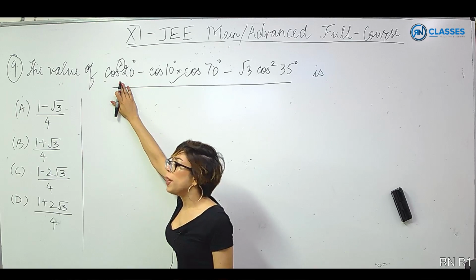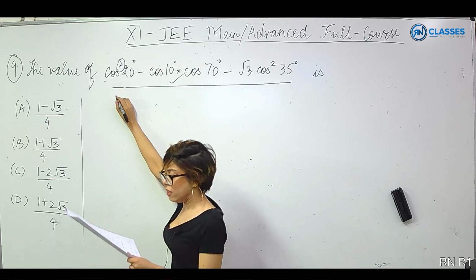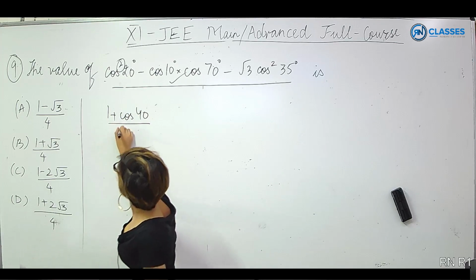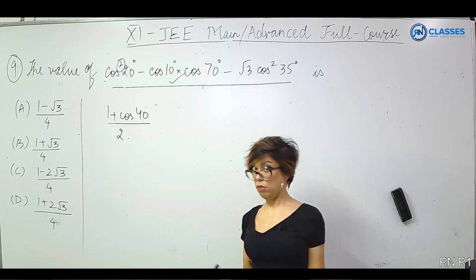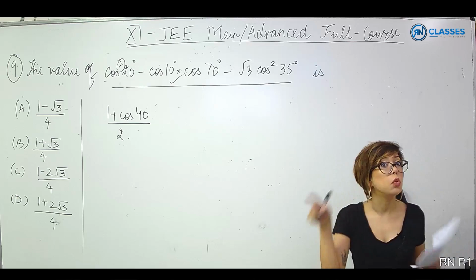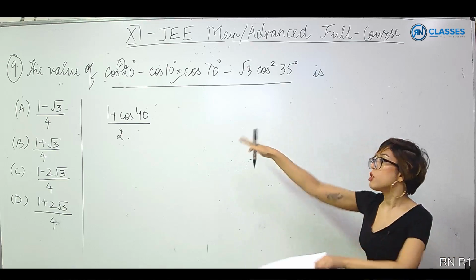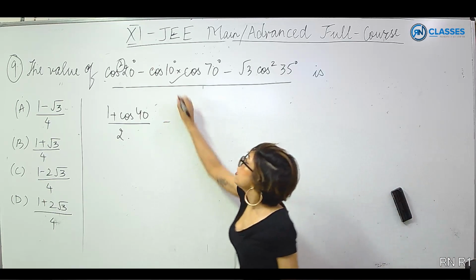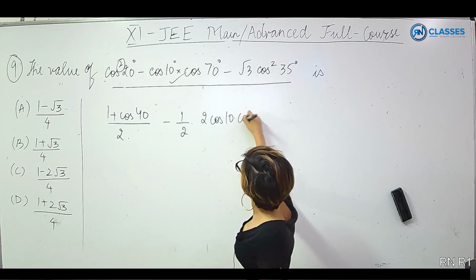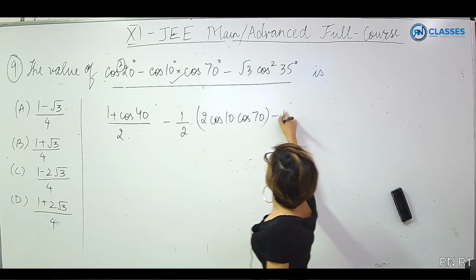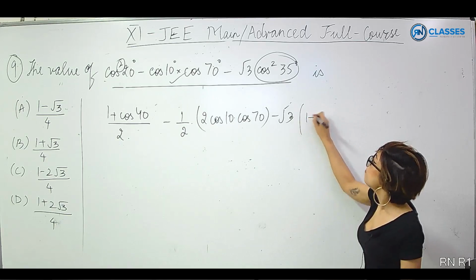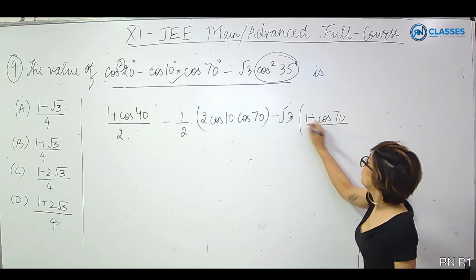Right. So, cos squared 20 obviously can be written as 1 plus cos 40 divided by 2. Right. I am using the half-angle formula because I remember that cos 2 theta is equal to 2 cos square theta minus 1. Re-establish it and you'll get that. From here, obviously 2 multiplies, so you have 2 divides. So 2 into cos 10 into cos 70 minus root 3. Again, I don't want the squared quantity. Reduce the power. So I can write this as 1 plus cos 70 by 2.